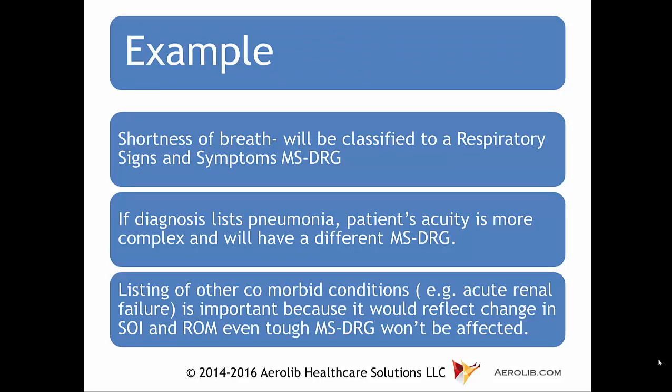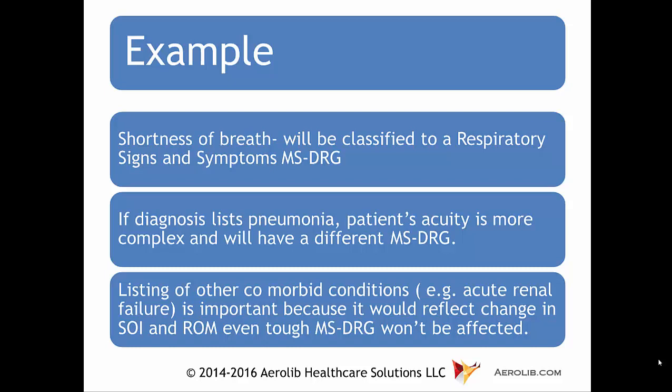As we discussed before, there are certain terms which do not help us in assigning proper code for the diagnosis. Take for example shortness of breath or hypoxia or dyspnea. These terms have been used multiple times. I have seen it being used on multiple occasions for assignment of diagnosis. But this in fact would be classified to respiratory signs and symptoms MSDRG. So remember, the diagnosis code that you document would affect hospital reimbursement.